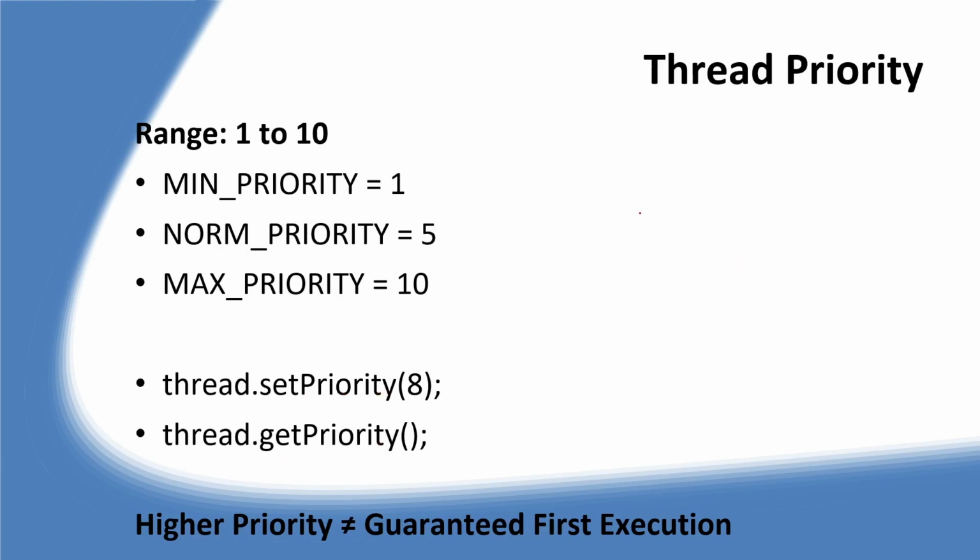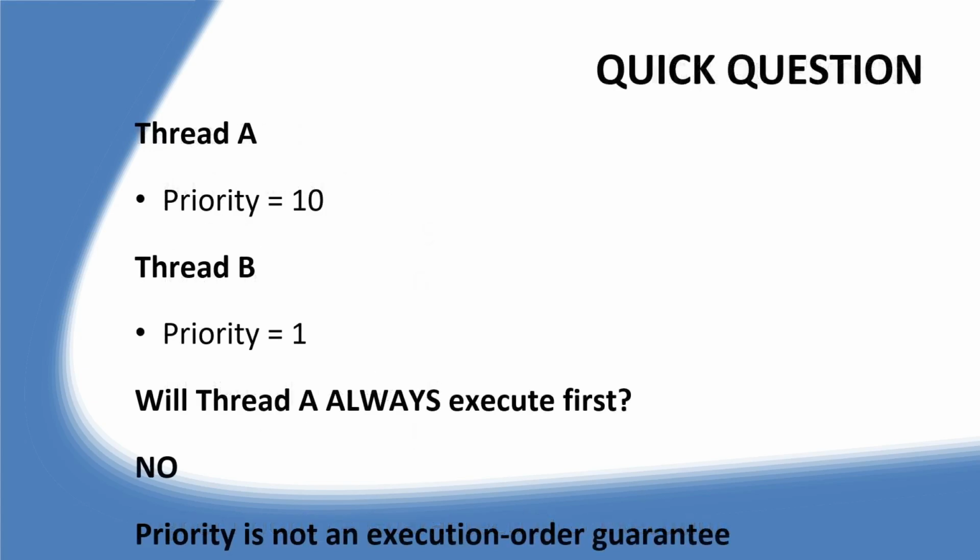Now here is a common interview question. Suppose thread A has priority 10 and thread B has priority 1. Will thread A always execute first? This is the question. The answer is no. Why? You should never rely on thread priority to guarantee execution order. The thread scheduler ultimately decides which runnable threads get CPU time. So if your application requires a specific execution order, thread priority is not the correct mechanism for guaranteeing it.